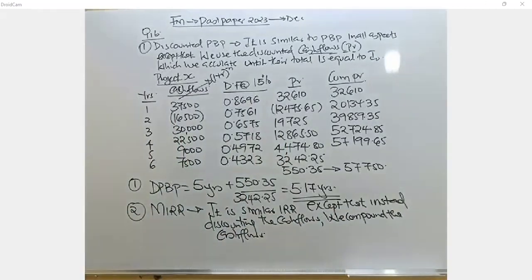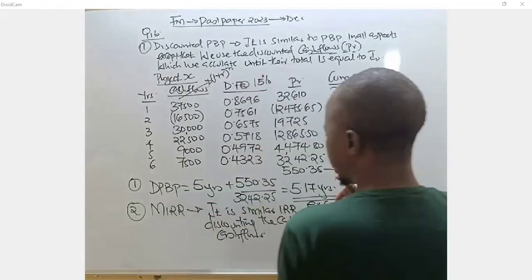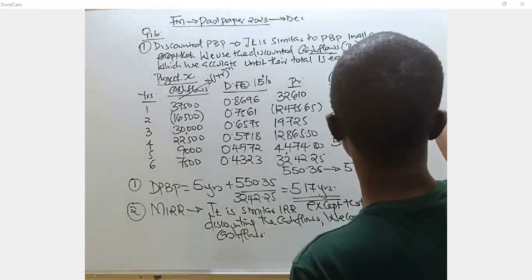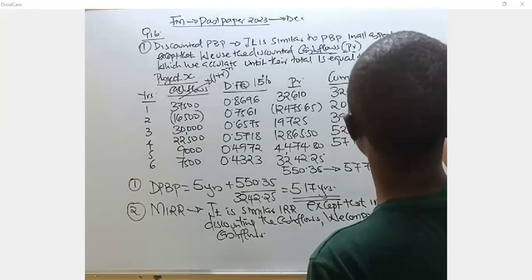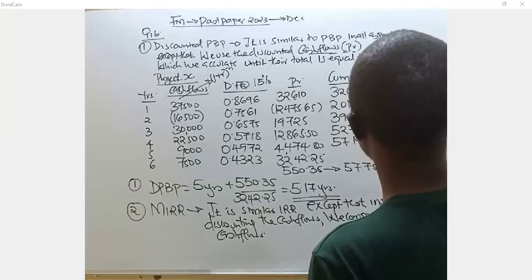What does this mean? Let me just look at a space here so that I can elaborate this. When you're dealing with your MIRR, I just want to look at it in a very simple way. This is your simple way. So if I take the number of years, I don't know whether it will fit here, but let me try. It should be 6 years.